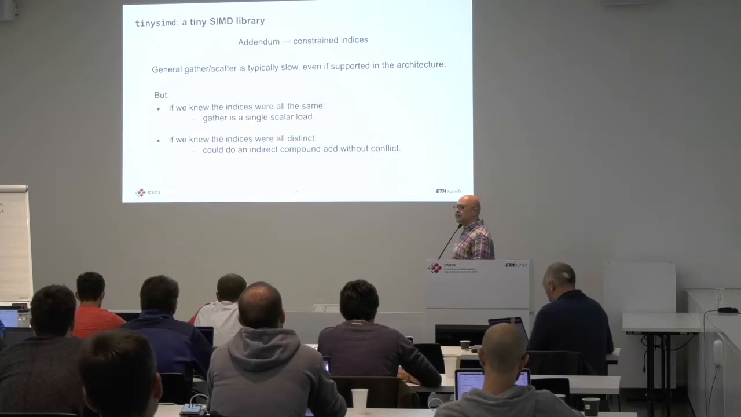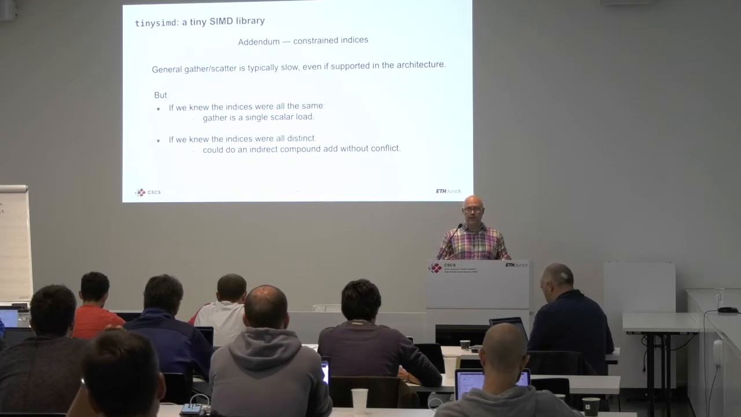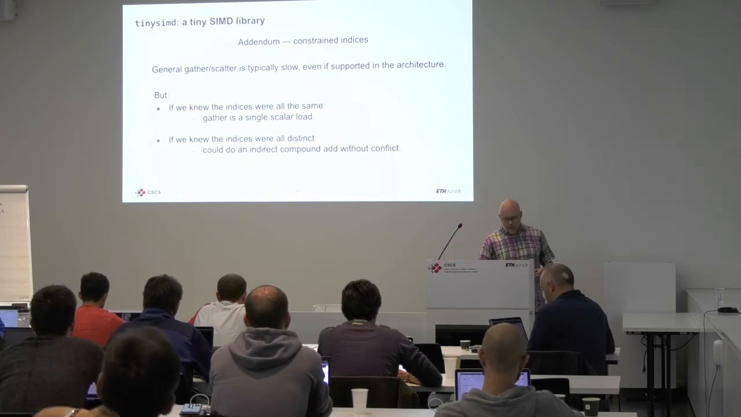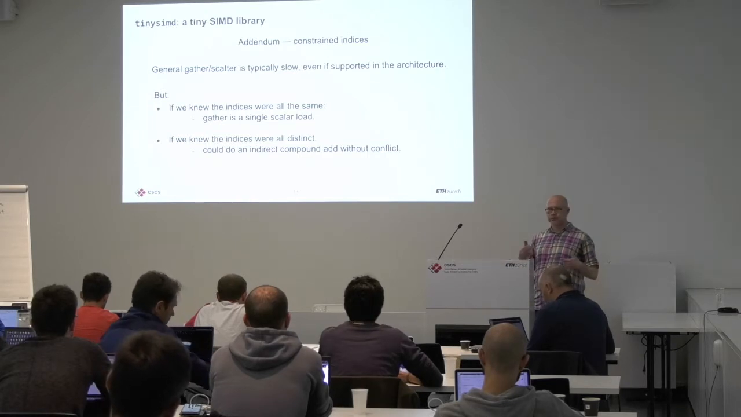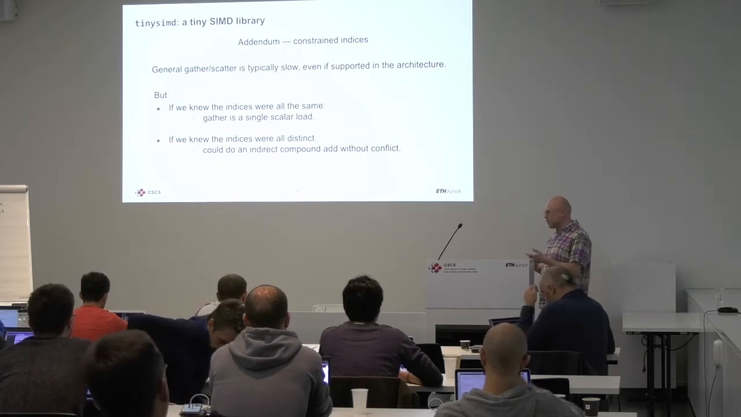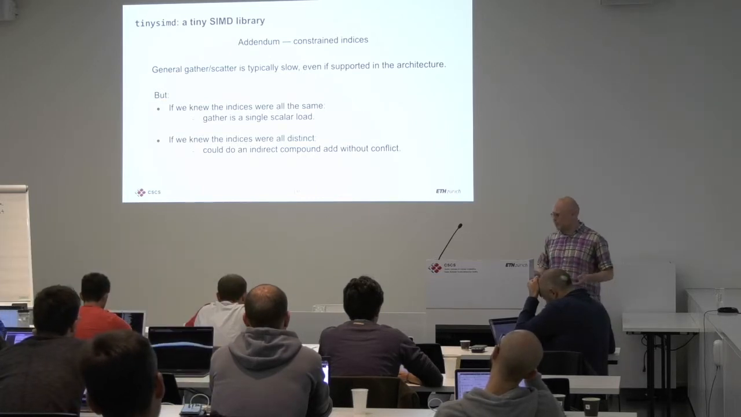If we knew all the indices in our particular vector were the same, we could just load a scalar, we'd be done. If we knew that all the indices were next to each other, like 2, 3, 4, 5, we could just do a regular load. So with a bit of information, we can use faster methods to get the data.